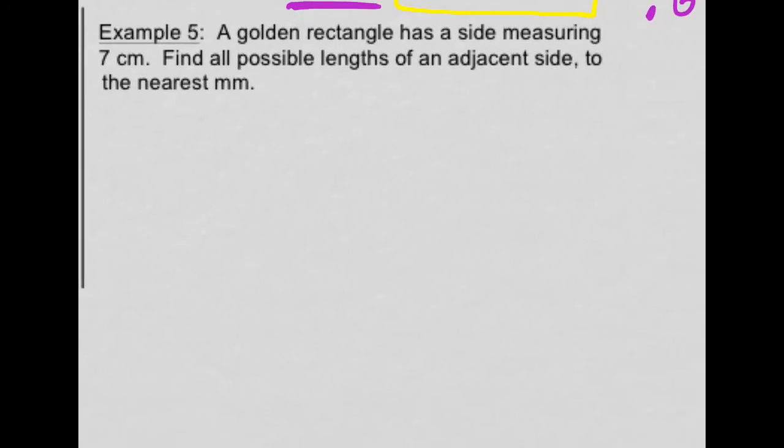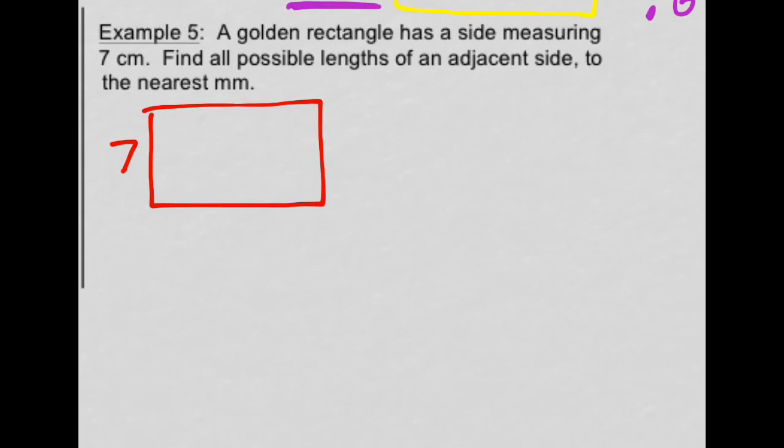Example number 5, a golden rectangle has a side measuring 7 centimeters. First of all, let's set up our nice golden rectangle there. Find all possible lengths of an adjacent side to the nearest millimeter. Oh man, they don't tell us which side. Alright, well, first we'll assume that the smaller side is 7, okay? And we'll just say that we do not know what the larger side is, right?